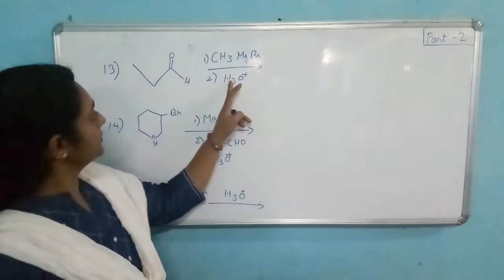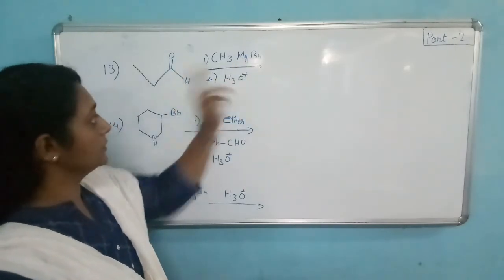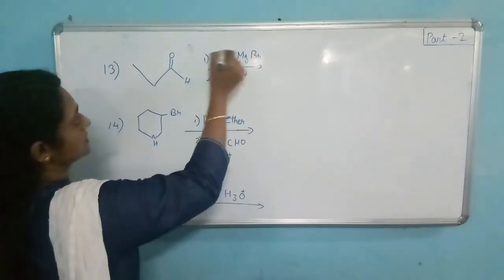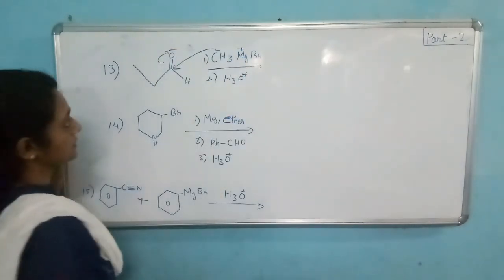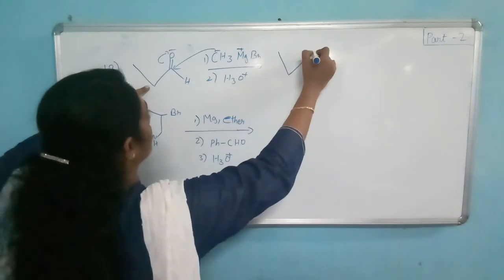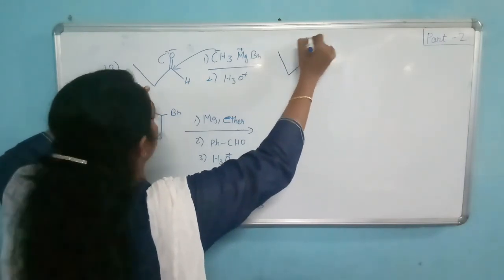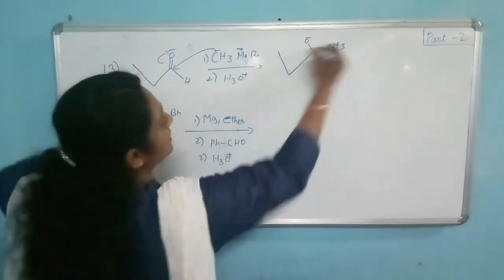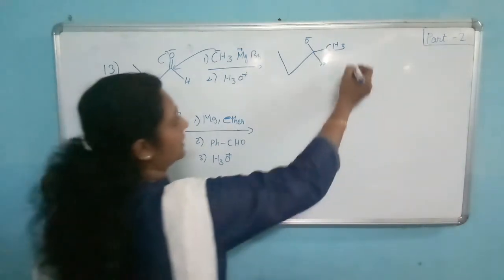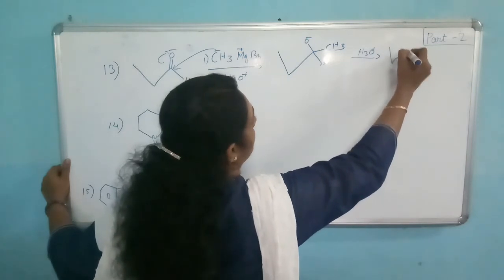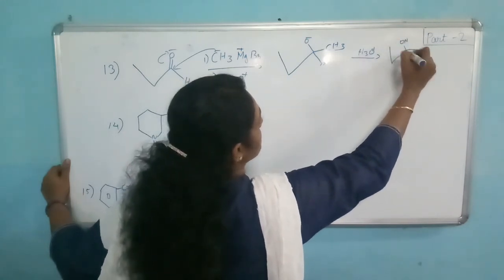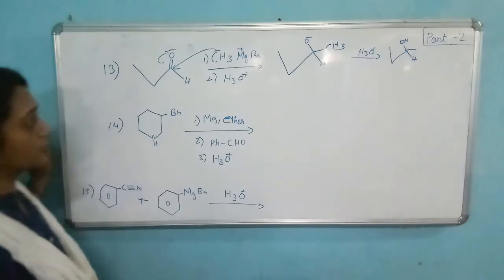Next, this compound, it's an aldehyde compound. Addition of Grignard reagent: Mg plus CH3 minus adds onto the carbonyl carbon, oxygen gets a negative charge, and the product will be hydrogen, O minus, CH3 added on here, and then hydrolysis with H3O plus, we get OH, CH3, H. This is the product.